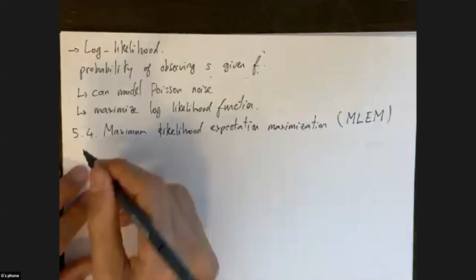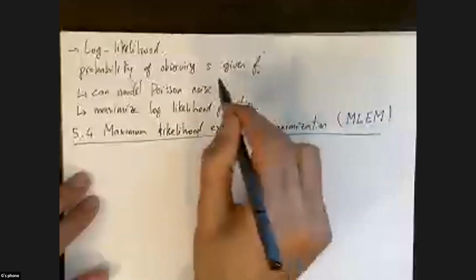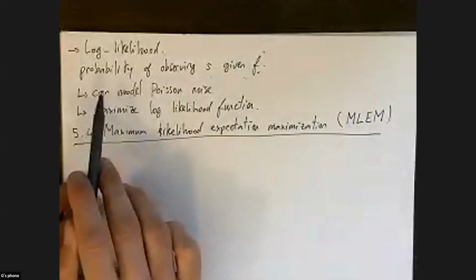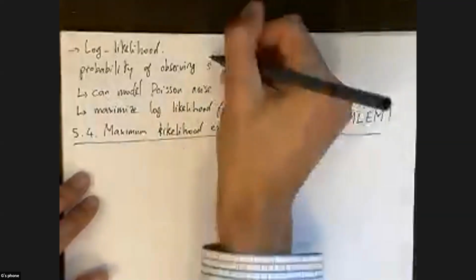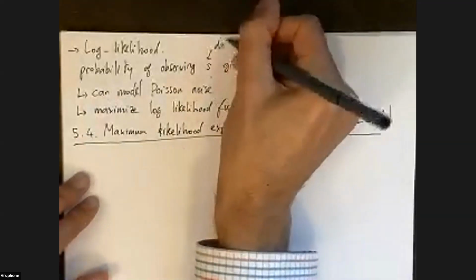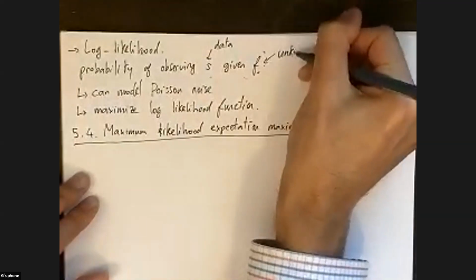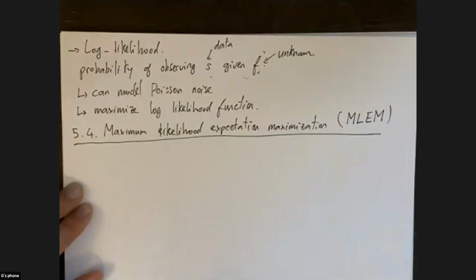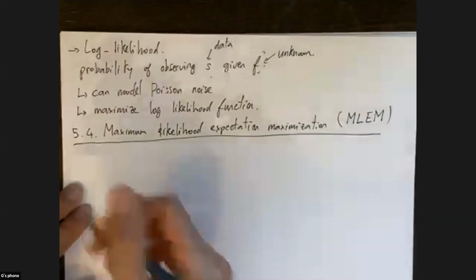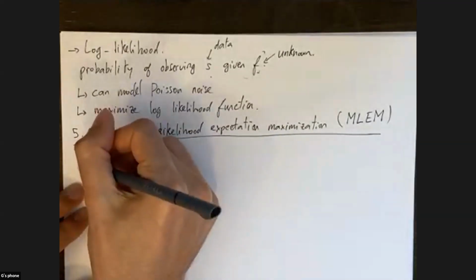It's the algorithm that will find the image F that has the highest probability, that's the most probable based on the data S. So S is the data, F is the unknown, and it's modeled according to Poisson noise. So this is the algorithm. I'll just write it down. The first step is initialization.